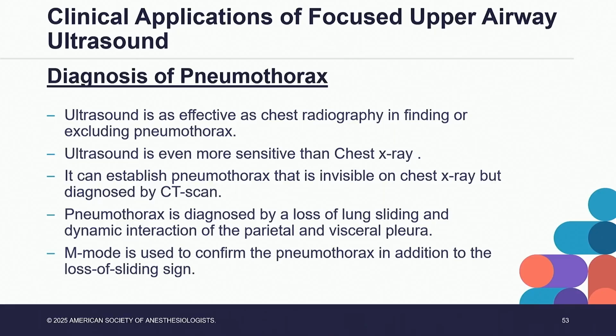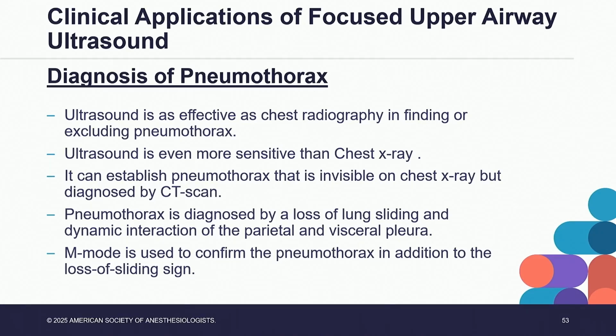Also, we can use it for pneumothorax. Ultrasound is effective compared with chest radiography for excluding pneumothorax. Ultrasound is even more sensitive than chest X-ray. It can establish a pneumothorax that is invisible on chest X-ray but diagnosed by CT scan. Pneumothorax is diagnosed by loss of lung sliding, the dynamic interaction of the parietal and visceral pleura.